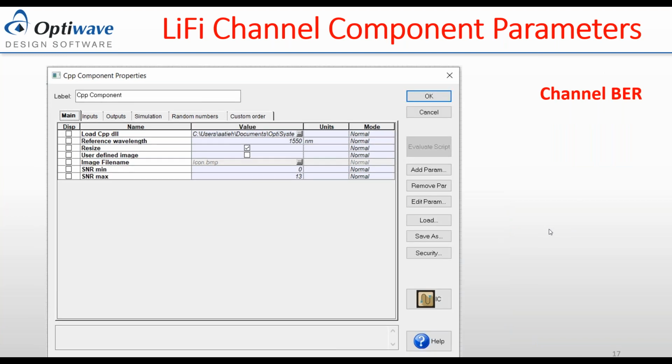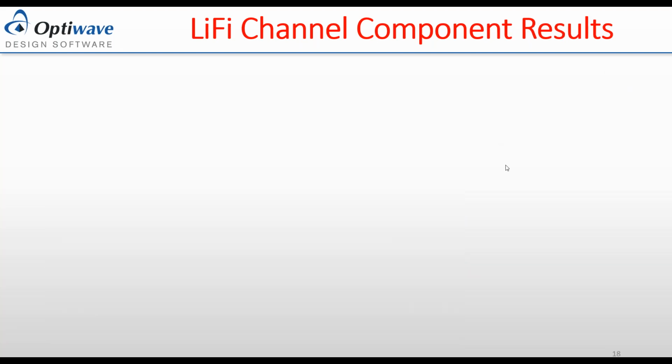The last characteristic for the LiFi channel, which is also done in release 16.1 using the C++ component, is the channel BER. In channel BER, you need to determine the minimum signal to noise ratio and the maximum signal to noise ratio. And with that, you should be able to calculate the bit error rate immediately.